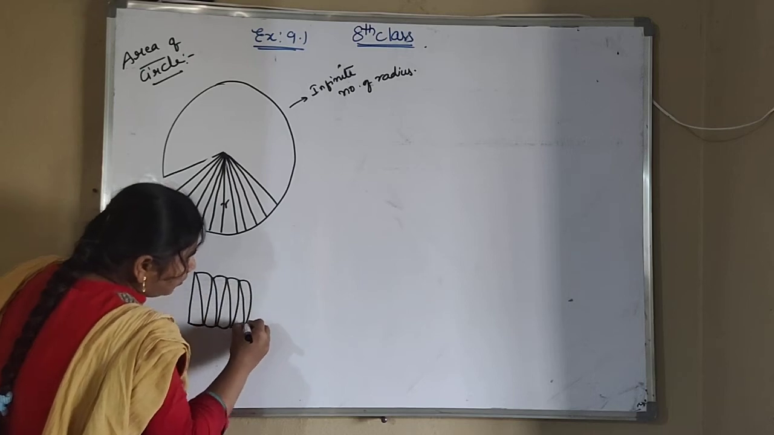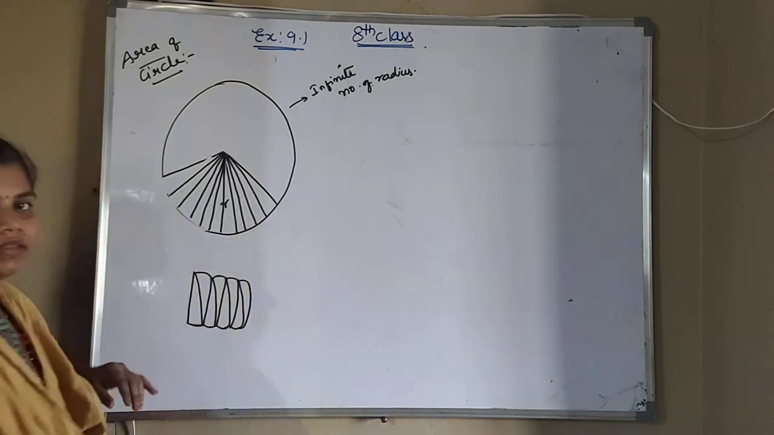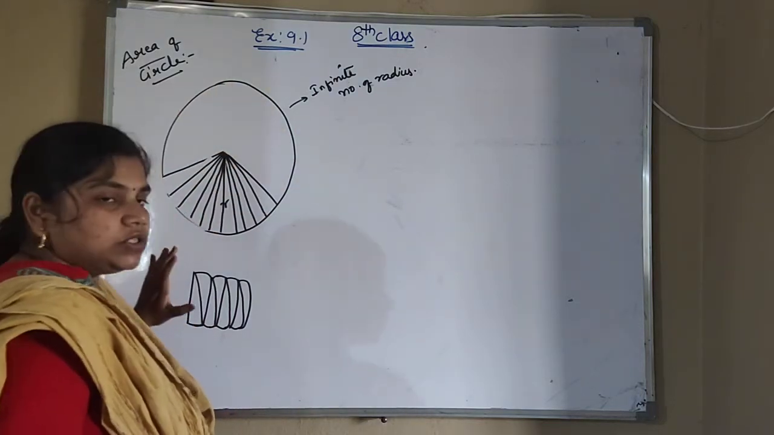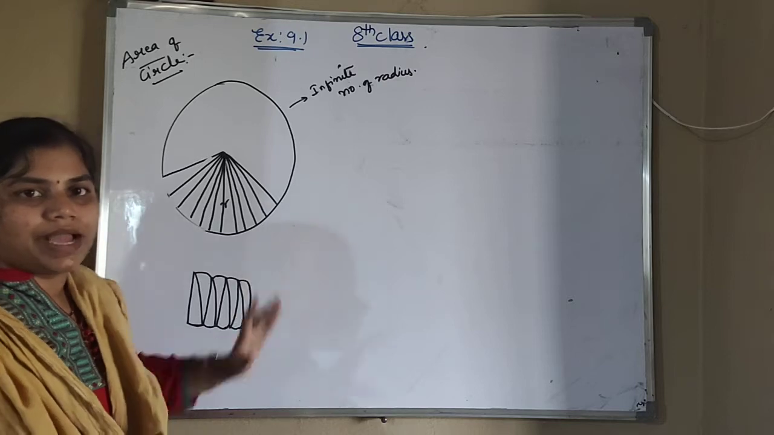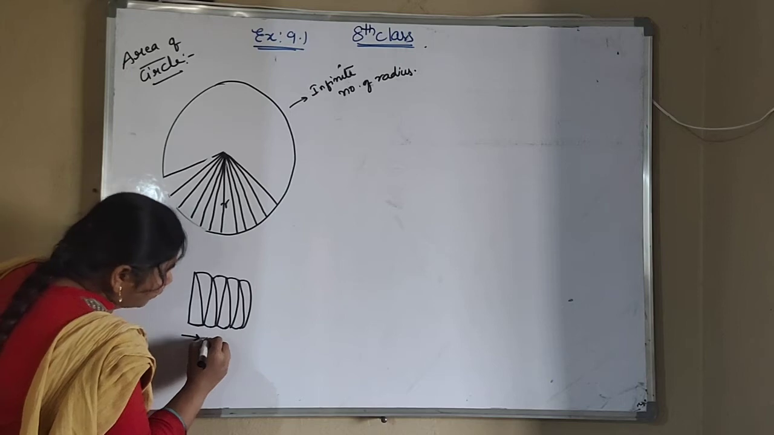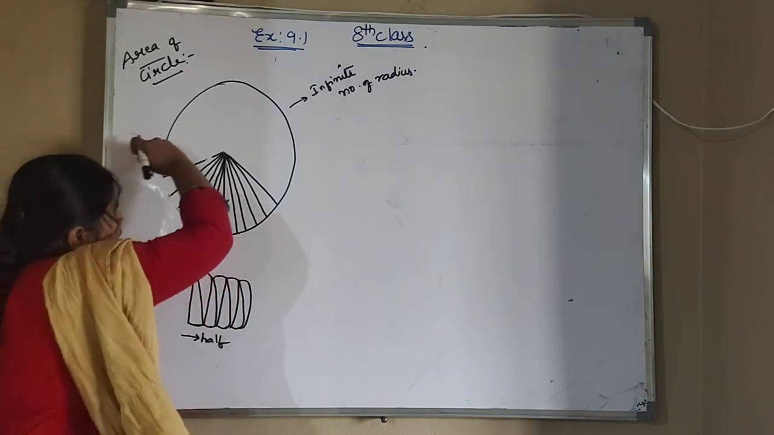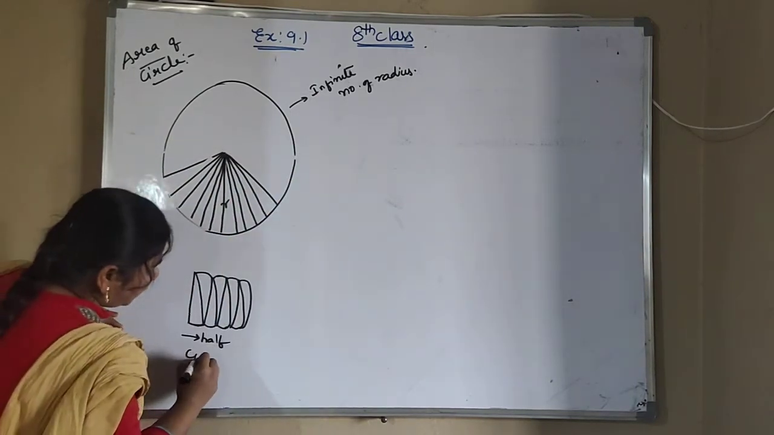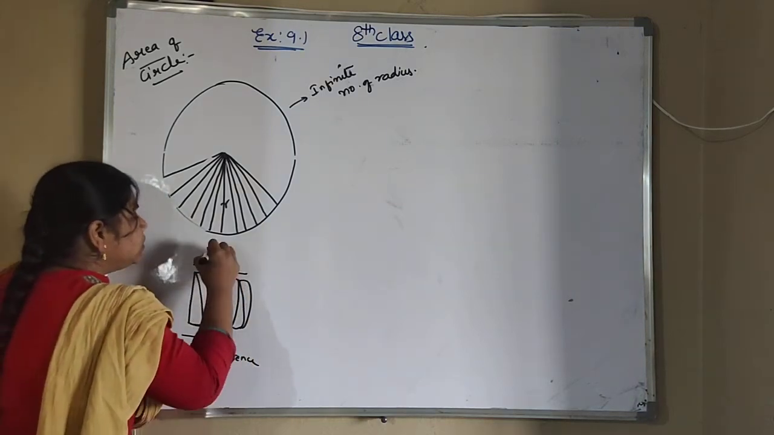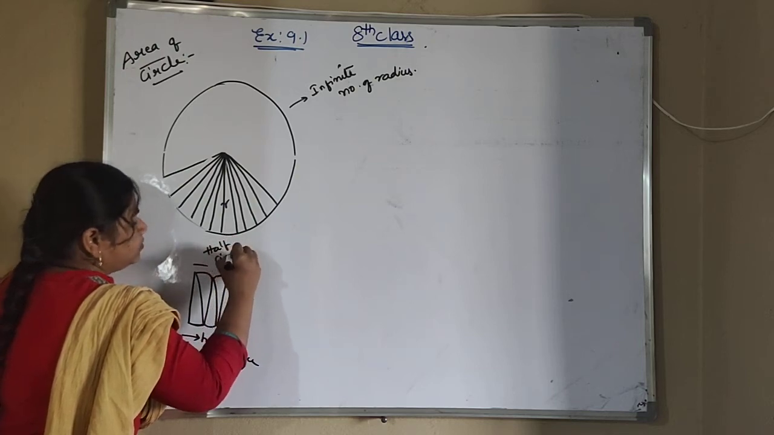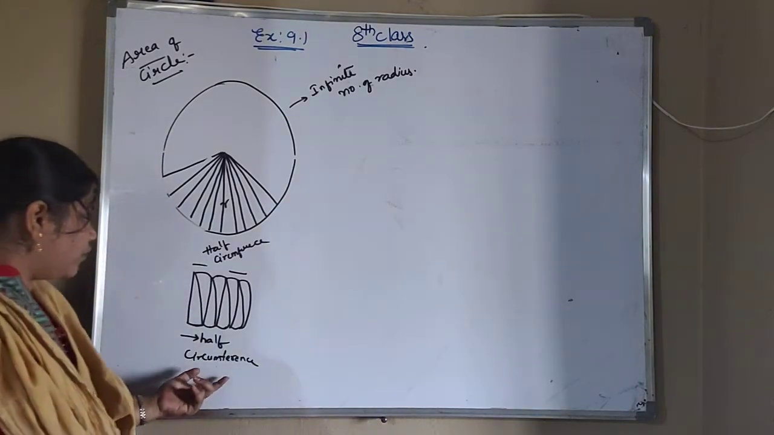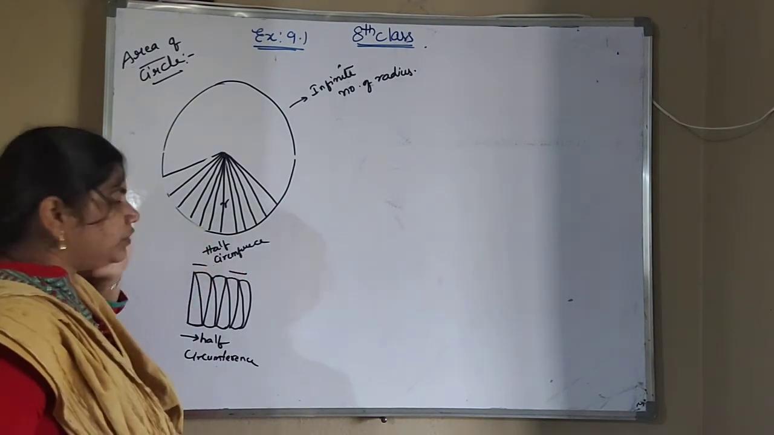So which figure will be formed? A rectangle figure will be formed like this. So if you attach all the radius of the circles in this order, so what it will form? It will form a rectangle of a circle. It will be converted into rectangle. So this will be half of the parts of circumference, and this will be also half of the part of circumference. Okay, so this will be half of the circumference and this part will be half of the circumference.